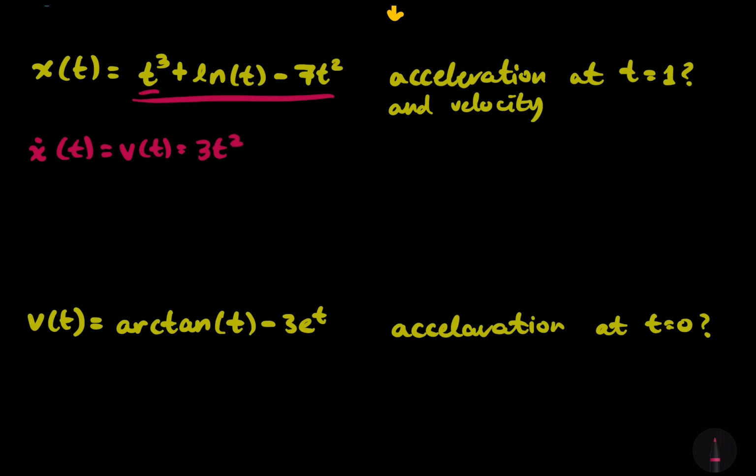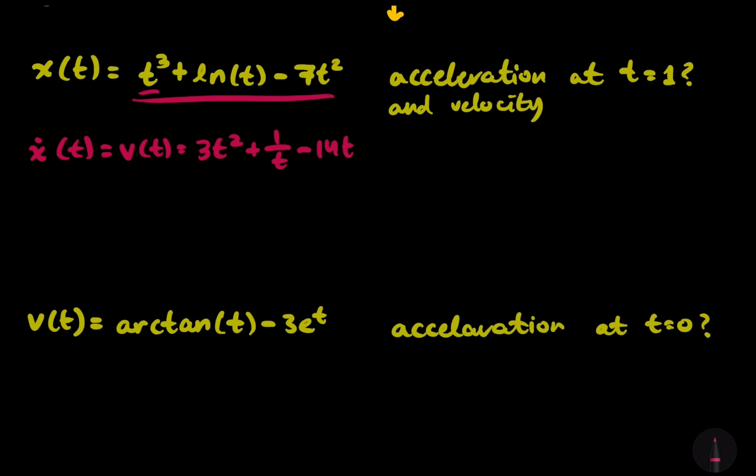The derivative of natural log of t is 1 over t. And the derivative of negative 7t squared is negative 14t. If this looks foreign and arbitrary, just keep in mind that this is coming out of our basic principles of the power rule, the derivative of logarithmic functions, etc.